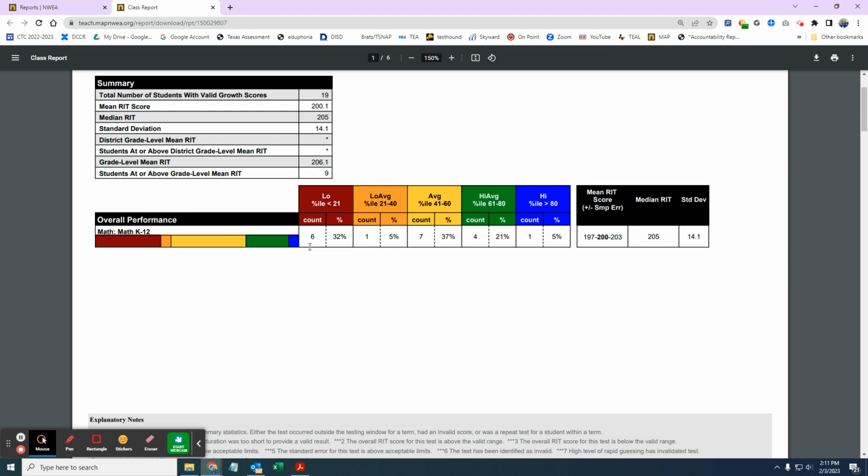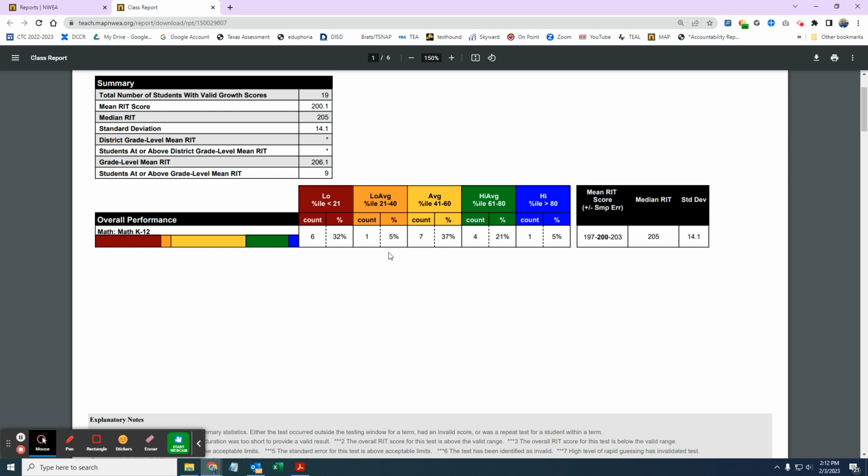Right here, what this is telling us is our students by percentiles. Remember, the first percentile is the lowest, 100th percentile is the highest. The median is that average percentile, and then they have that marked from 41 to 60. Okay, so our low, we have 6 students in the low percentile. That means that they scored in less than the 21st percentile.